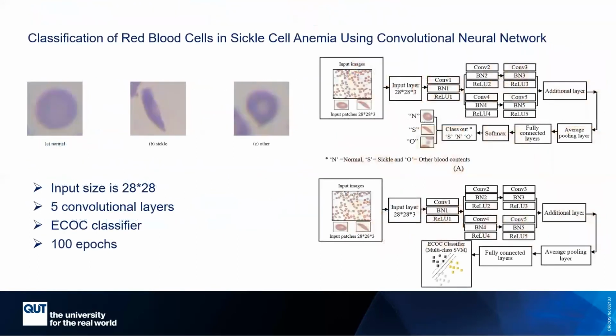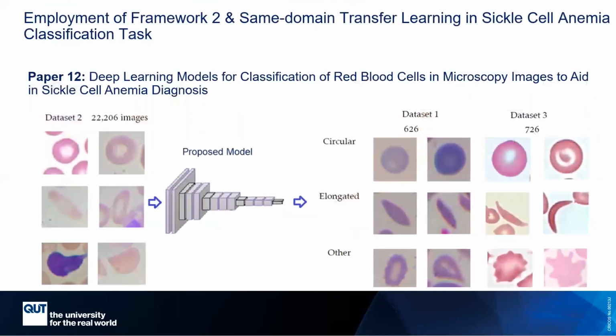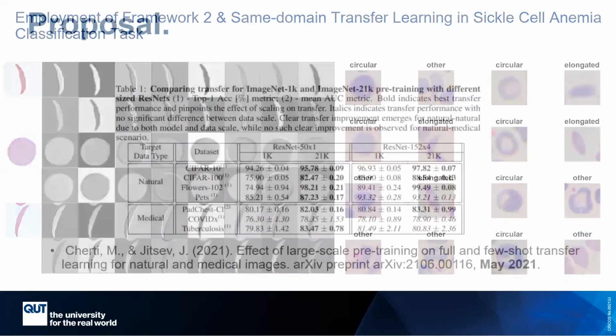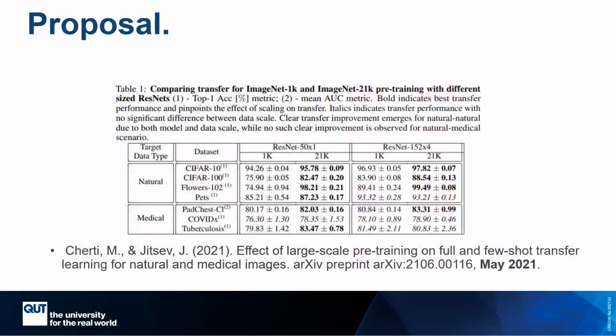We tested that concept of transfer learning, several types of transfer learning, on different tasks. We tested on red blood cells to detect sickle cell anemia. We did the same thing: we took the source domain from white blood cells to the red blood cells. We tested that on different datasets, extracted the features, and made the prediction. Later on, several papers started to do the same thing.